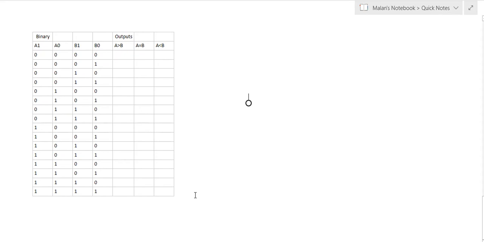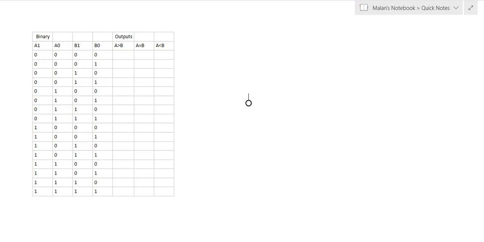Now, we'll perform the comparison operation. How is the comparator going to perform the comparison and give the outputs A greater than B, A equal to B and A less than B? While performing the comparison operation, the comparison starts from the MSB. The magnitudes of the numbers are taken into consideration and then the comparison will start.